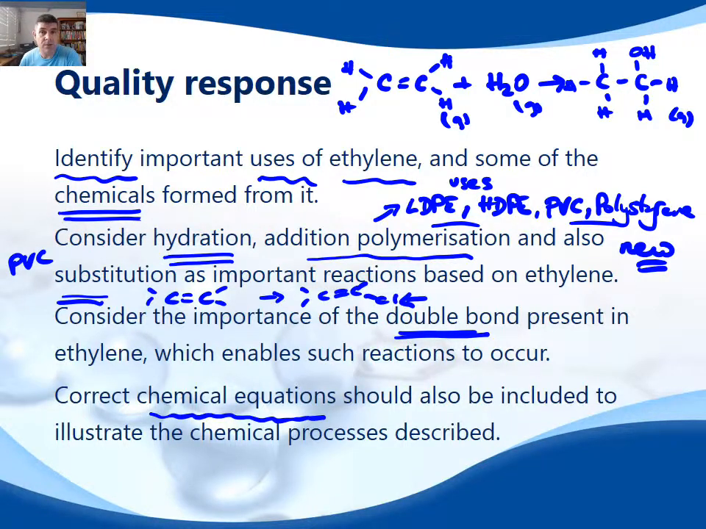Setting out these sorts of long questions, these 7-mark questions, ahead of time with just a little plan, even just some dot points at the beginning before you actually start writing, can help you to organize yourself, to make sure that you include all of the important points, maybe identify which reactions and which chemical formulas you're going to include, and to make sure that you haven't left any points out.